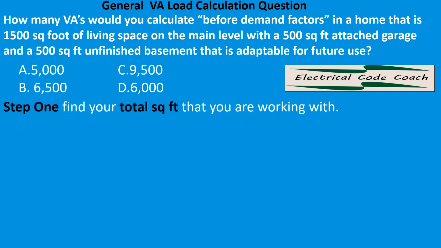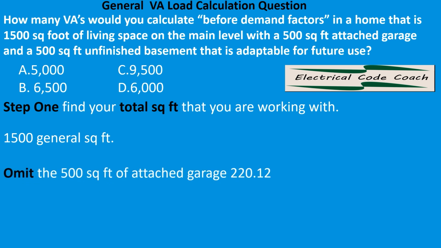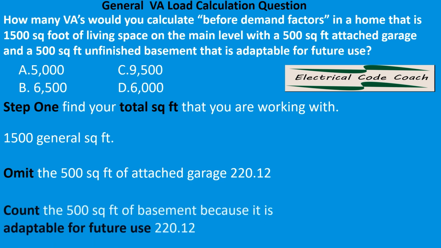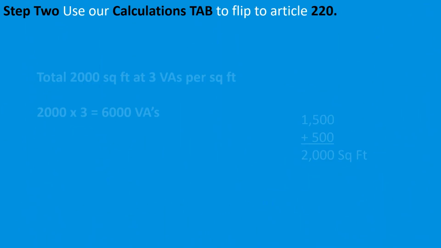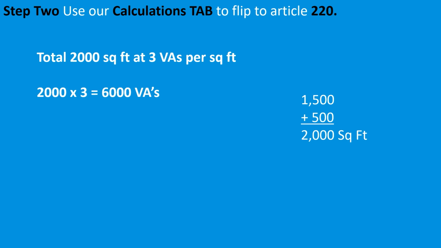So the first step is you're going to figure out the total square feet that you're working with. So we know that we're going to use the 1,500 general square foot. We know that we need to omit the 500 square foot of attached garage. It let us know that in Article 220. Then we're going to count the 500 square foot of basement because in this question, it is adaptable for future use. So we add that together, 1,500 square foot plus 500 square foot, and that's going to give us 2,000 square foot.